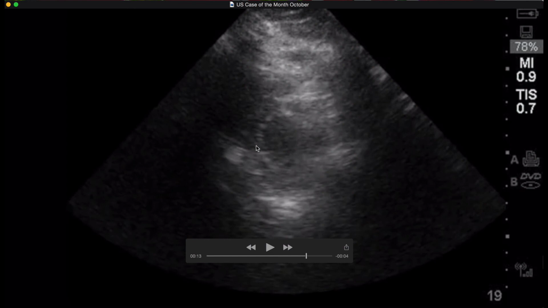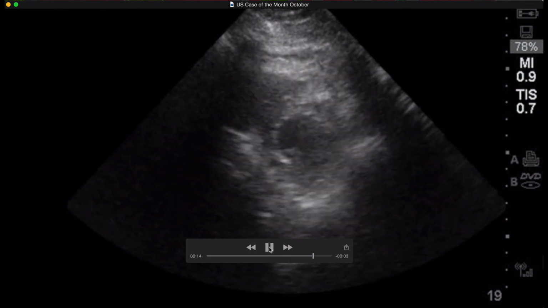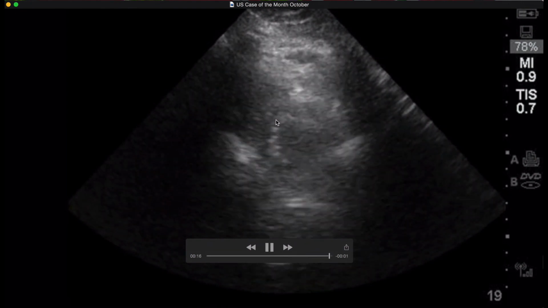So when it should be filling, you should expect it to be nice and round. Instead, this septum flattens out and you get what looks like a D sign because this is straight up and down and that's rounded. So that's interventricular septal flattening. This is called a D sign. You can see the septum being pushed over.